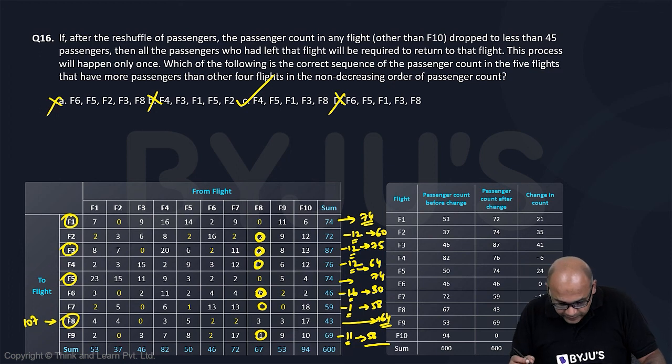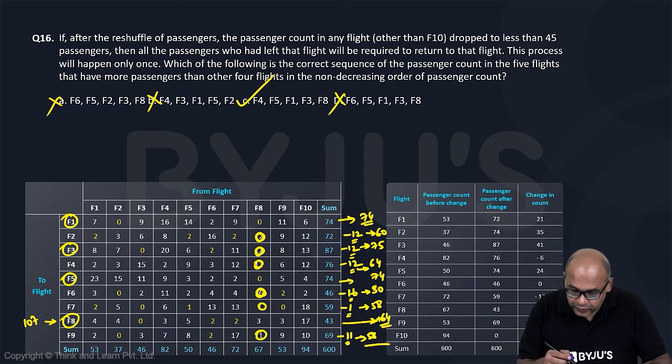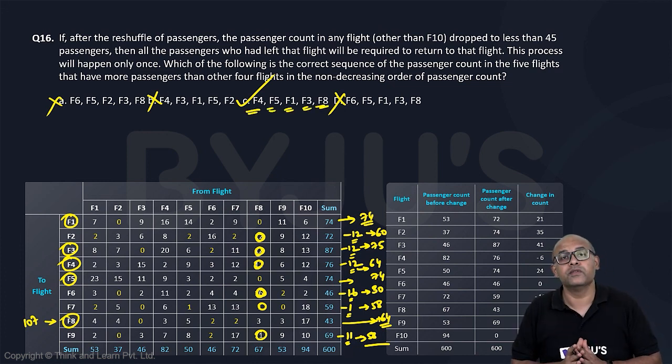Okay, where is the 5th one? So 60, 75, 74. The next one. So we have 58, 60 coming in. F2. F4. So we have F4, F5, F1, F3 and F8. So all of these will be the top 5. And of course, the remaining 4 will be less than them.